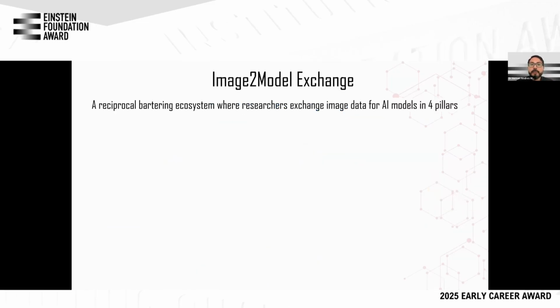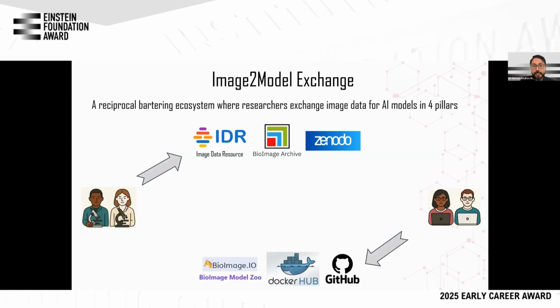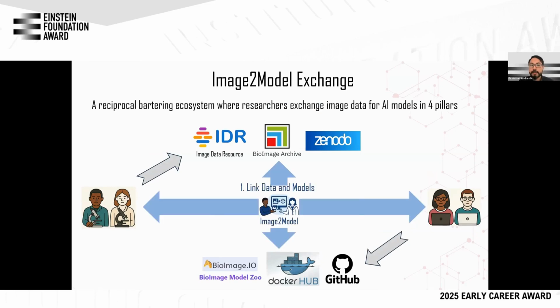So here's what we propose in the Models to Exchange project: to create an ecosystem based on reciprocal bartering, whereby researchers can give their data and get AI models in return. So basically the idea is that we will be a link between data and models. This is one of the pillars of the project. And how do we propose to do this? By linking microscopists with computer scientists. So we enforce FAIR principles and standardized formats for sharing the data and the models.